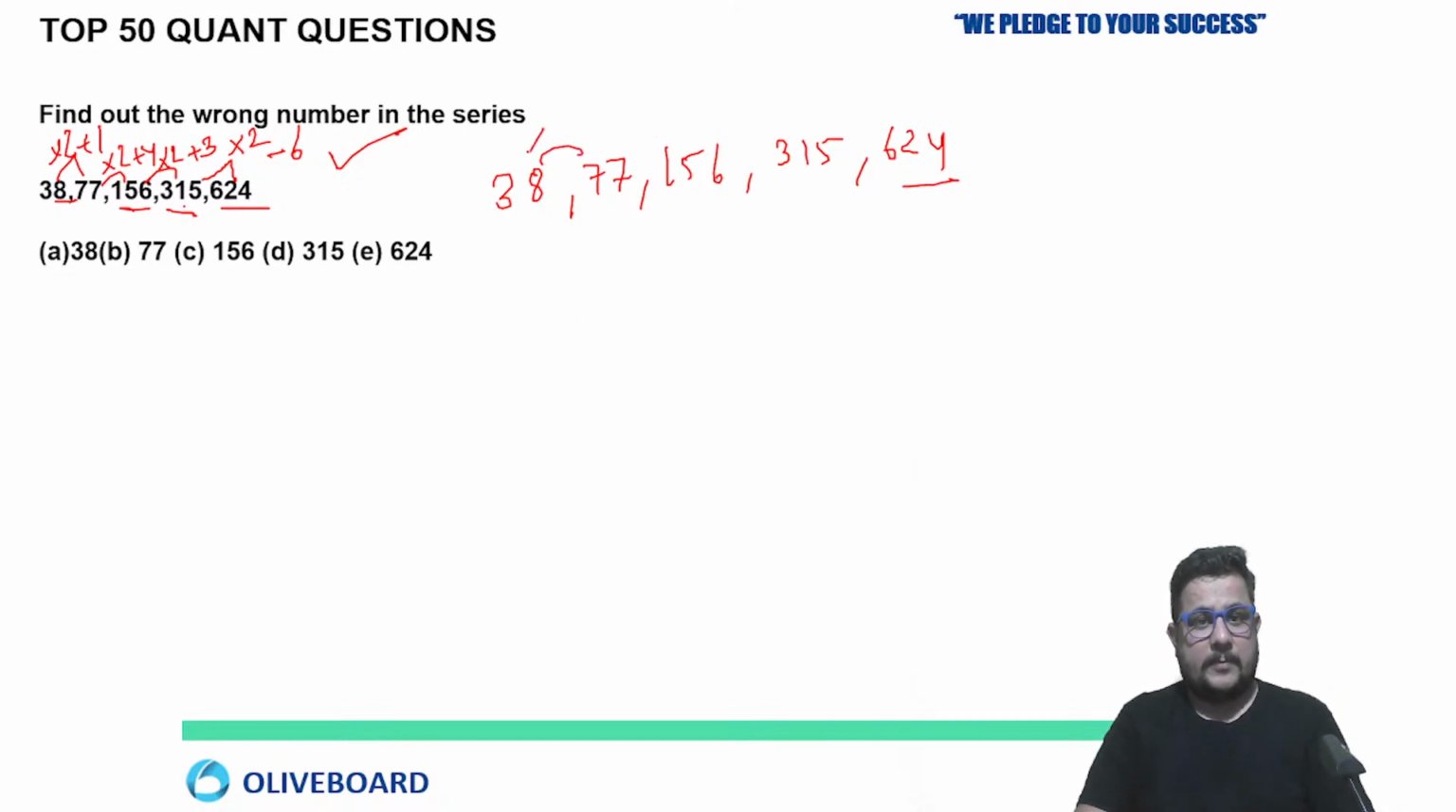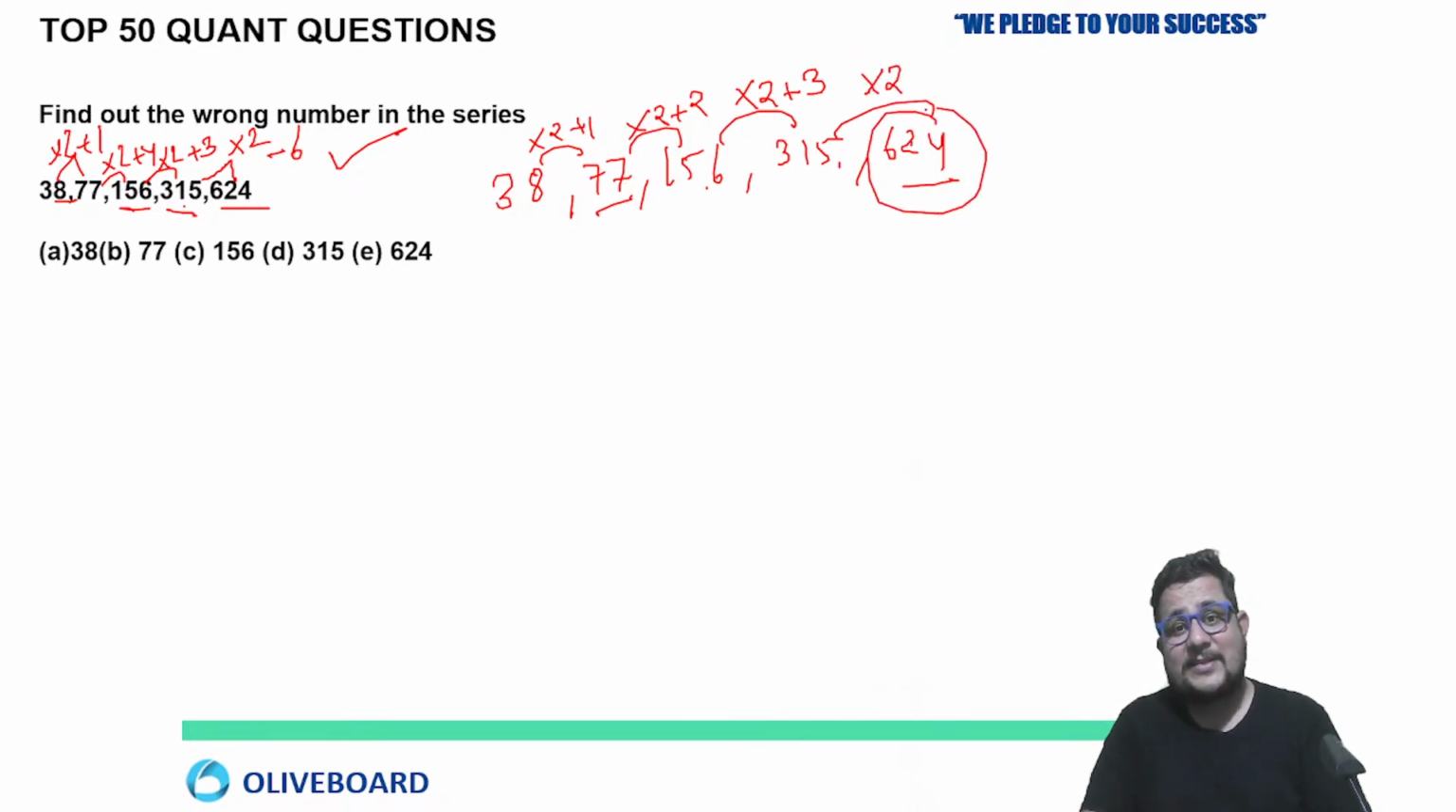See now, 38 multiplied 2 plus 1, 77. 77 multiplied 2, so 154 plus 2, 156. Now 156 multiplied 2, I got it wrong actually, my mistake. 156 multiplied 2, 312 plus 3, 315. Then 315 multiplied 2, 630. Here 624, wrong. Plus 4 must be there. So 624 is the wrong number in the series.